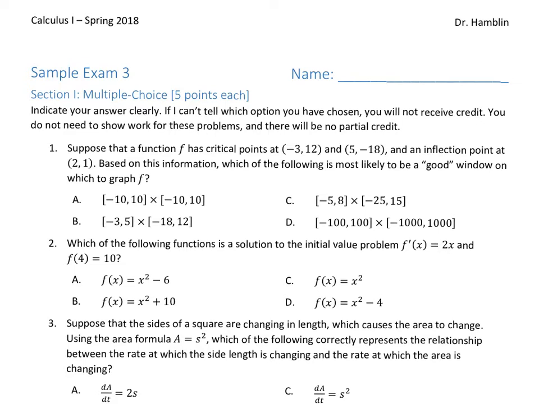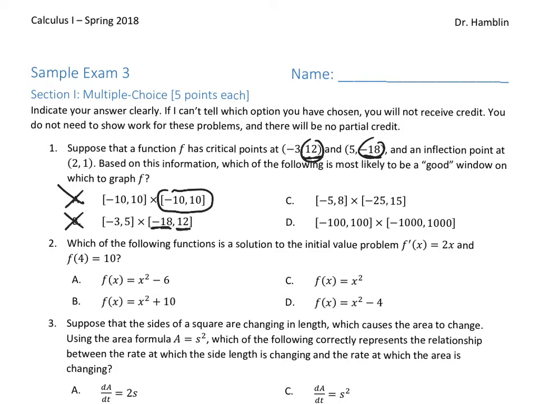Certainly, any window that we would want to think would be a good window should include all of these interesting points. So when we look at option A, we see that in the y-coordinate, it only goes from -10 to 10, which isn't going to be big enough to include these two interesting points. So we can eliminate option A. For option B, the y value only goes from -18 to 12, which is exactly the y values of these two interesting critical points. That's not going to be enough to be a good window because the interesting behavior is going to be right at the edge of the screen.